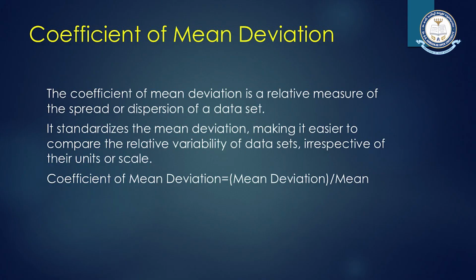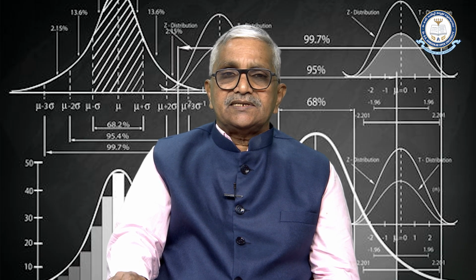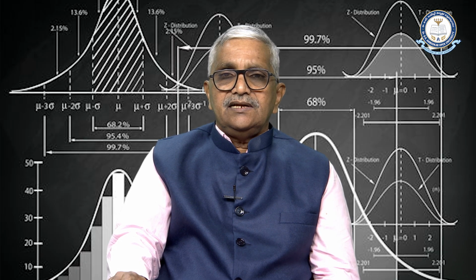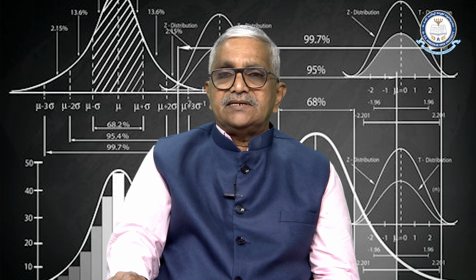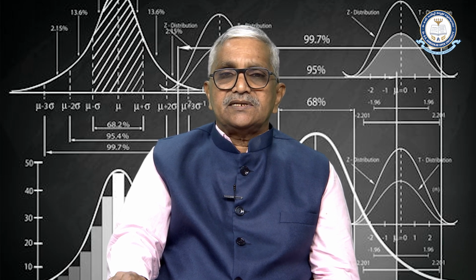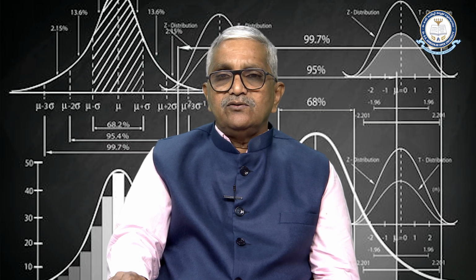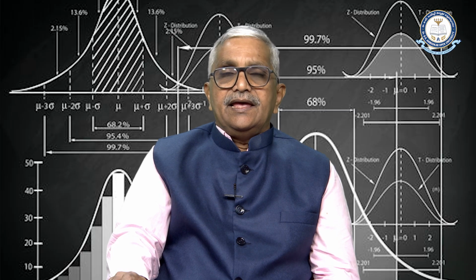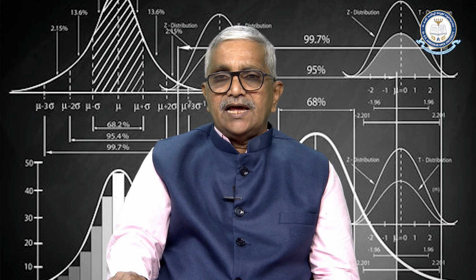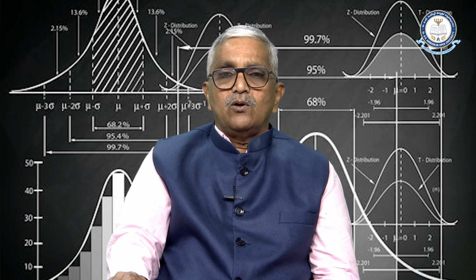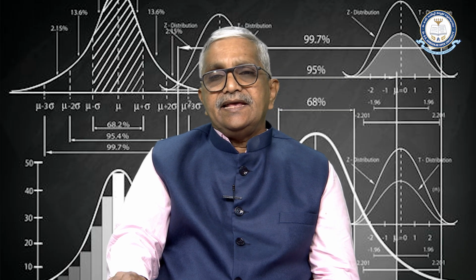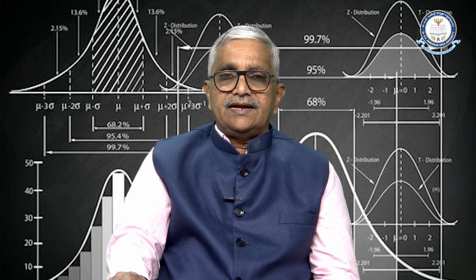The next measure of dispersion is standard deviation. Standard deviation measures the spread or dispersion of a set of values. It indicates how much the values deviate from the mean of the data set. A low standard deviation means that the data points are close to the mean, while a high standard deviation means that the data points are spread out over a wide range.